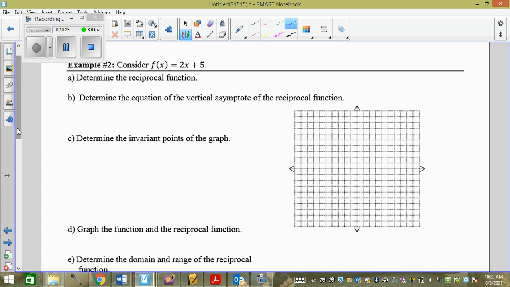So here it says consider f of x equals 2x plus 5. And then I say determine the reciprocal function. Remember the reciprocal function, if it says that, that's just y equals 1 over f of x. Whatever f of x is, we put in the denominator, and in the numerator we put a 1. Because reciprocals just cause the fraction to flip. And the way you cause a fraction to flip is to go 1 divided by. So, we're going to go y equals 1 over 2x plus 5.